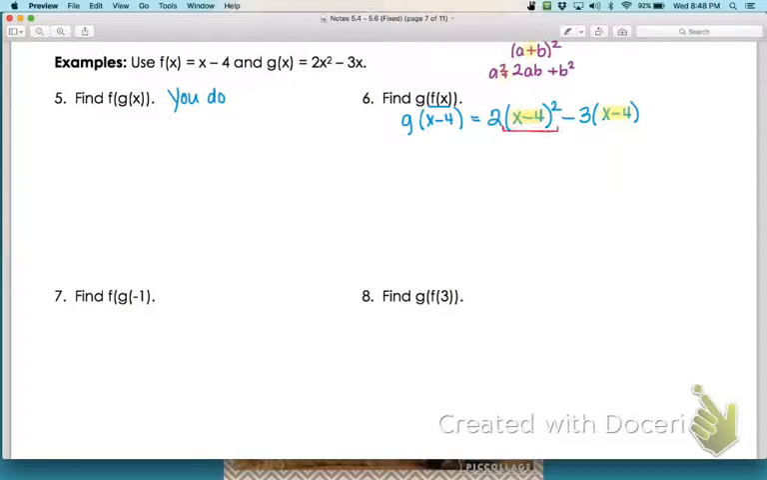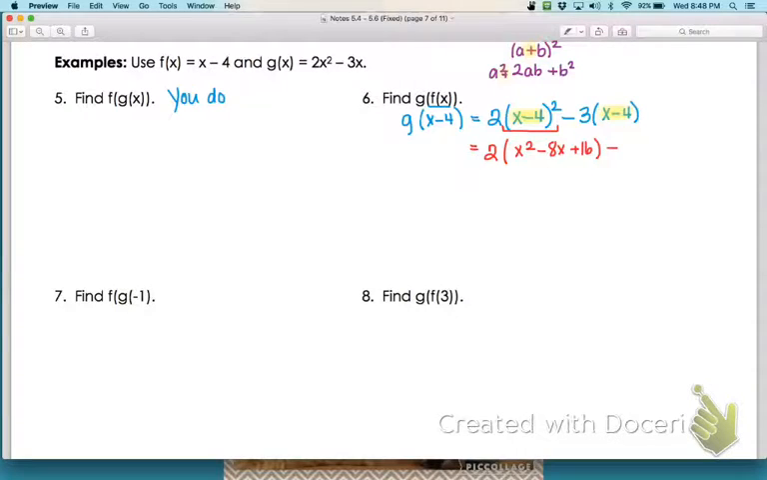Exponents come before multiplication, so you cannot distribute that 2 until we have squared it. So we get 2 times, square the first, that's x squared, square the last, we get plus 16. X times negative 4 is negative 4x, times 2 is negative 8x. So that's what we get when we do x minus 4 times itself.